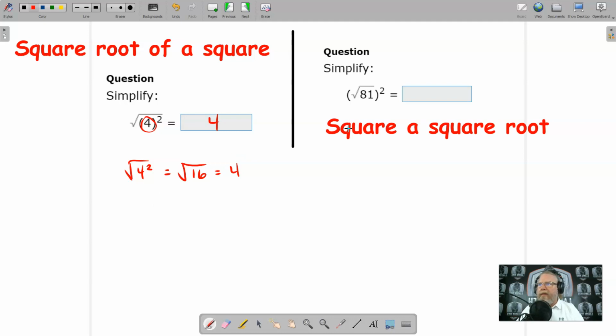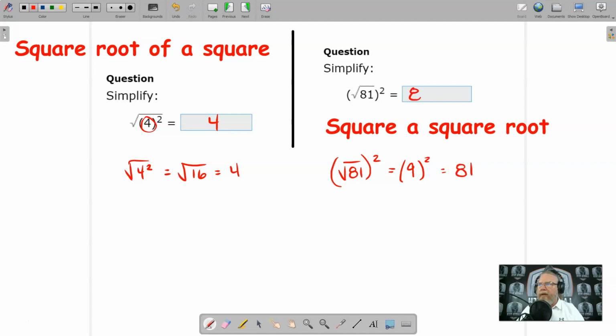What about the square of a square root? So we're going to take a square root. Here we have square root of 81, and it's in parentheses, so we need to go ahead and simplify it first. Square root of 81 is 9. It's still in parentheses. Now we need to square the square root that we got. 9 times 9 is 81.